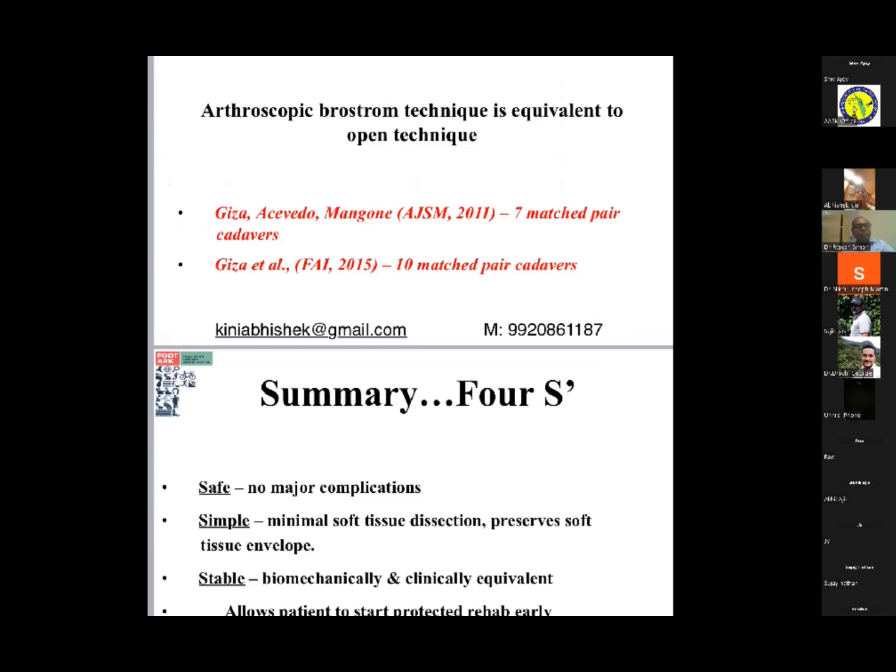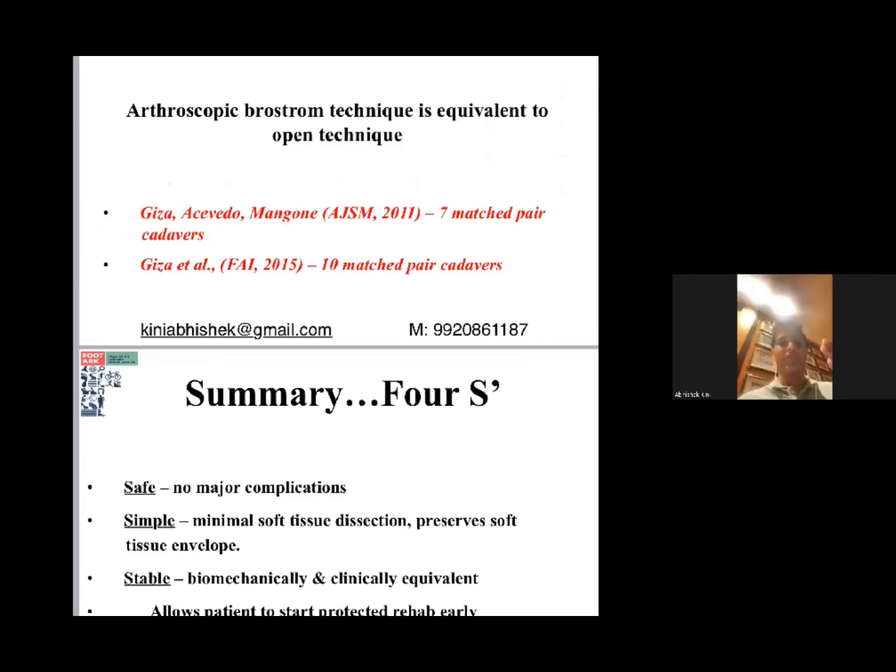So to summarize, I think there are 4 S of arthroscopic Broström. 1, it's safe, no major complications. 2, it's simple because there's minimal soft tissue dissection, preserves soft tissue envelope. 3, it's stable because biomechanically and clinically equivalent, allows patient to start post-op protected rehab early. And 4th S is satisfaction. Patients are happy with those small, tiny keyhole surgeries. Actually, there is a 5th S of success, which is loading quite fast.